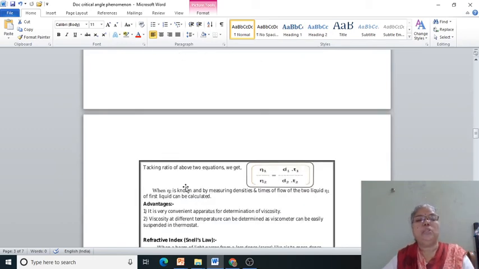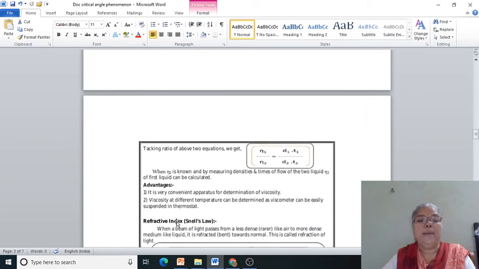Therefore, taking the ratio of the above two equations, we get η1/η2 = d1T1/d2T2. When η2 is known, by measuring the densities and time of flow of the two liquids, η1 of the first liquid can be calculated. That means if we know η2, d1, T1 and d2, T2, we can find η1.